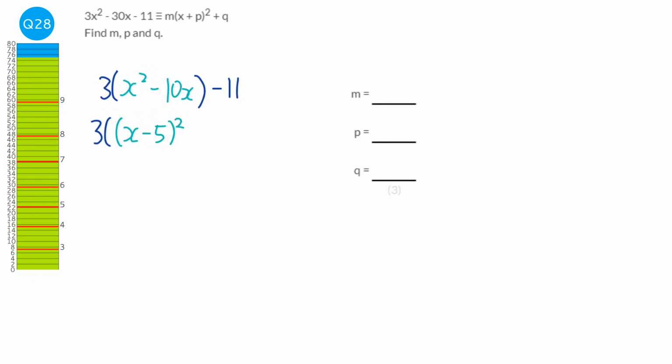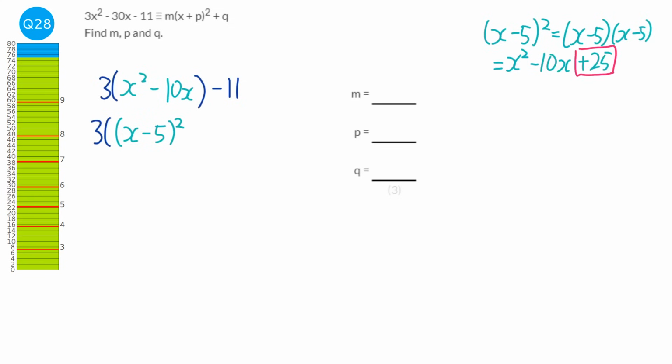Now I'm going to leave that half done because across here I'm just going to expand that and show what that creates. So x times x, so that's the same as x minus 5, x minus 5. So we get x squared minus 10x plus 25. So notice here it creates this plus 25, which we've got to deal with.